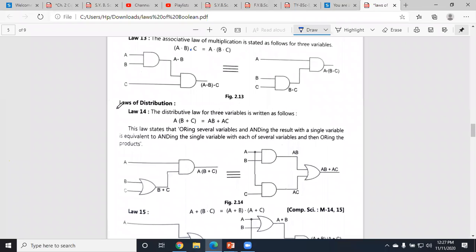Next one is your law of distribution. The first lecture is over, I guess. Okay, so it may automatically add it. Fine. The next one is your law of distribution. What is that law of distribution?